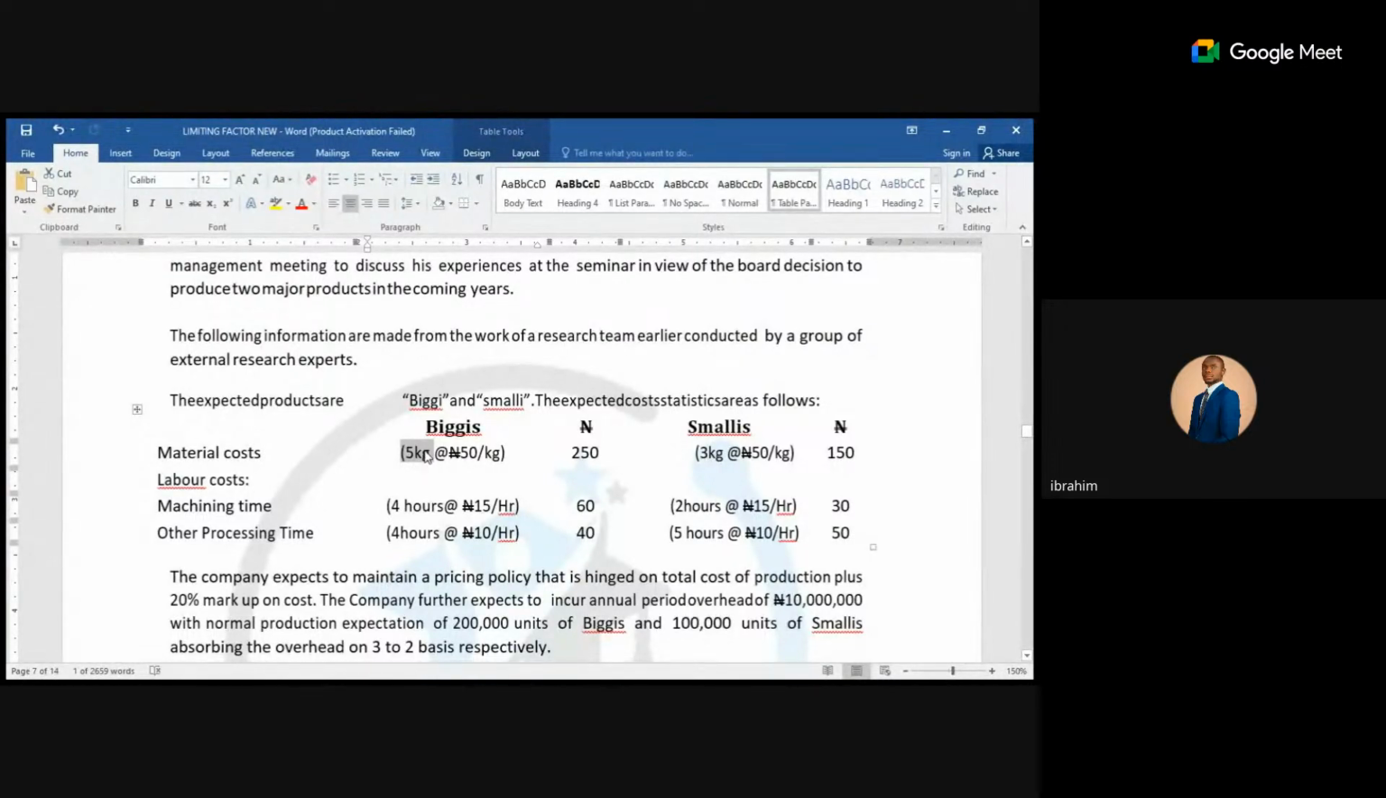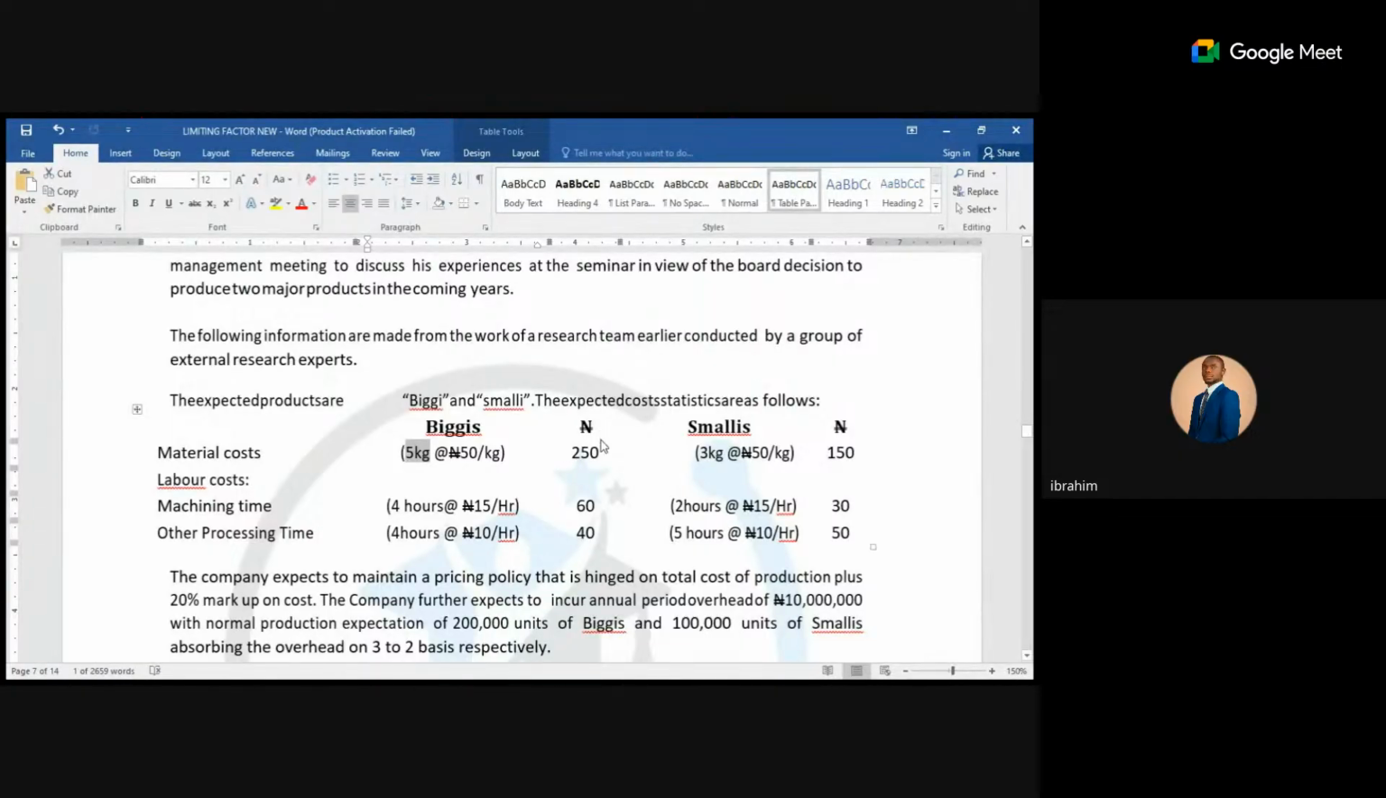This is 5 kg per unit. We will pay them 50 naira per kg, meaning that if they use 1 kg, we'll pay them 50 naira. If they use 2 kg, we'll pay them 100 naira. If they use 3 kg, we'll pay them 150. The same thing is applicable to this. If they produce 1 unit, they will use 5 kg. If they produce 2 units, they will use 10 kg, and so on.